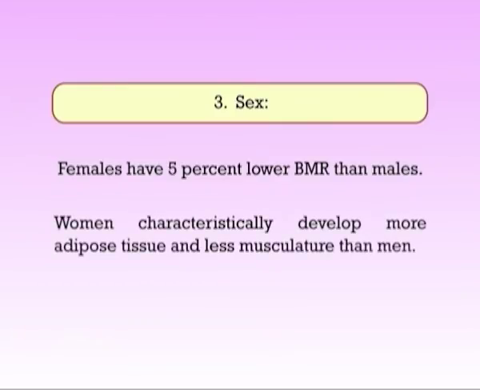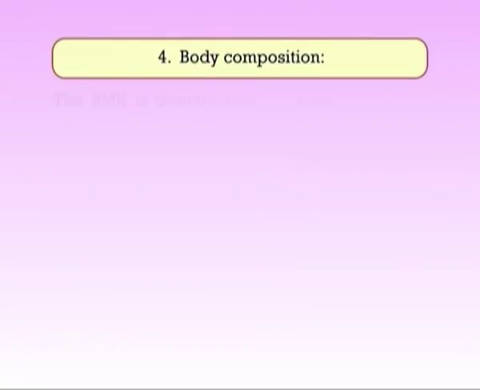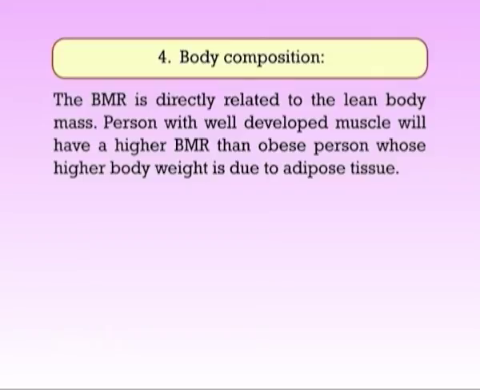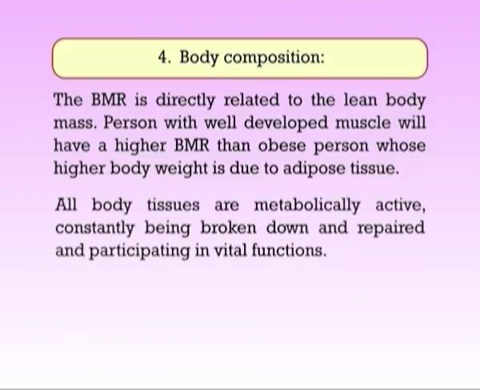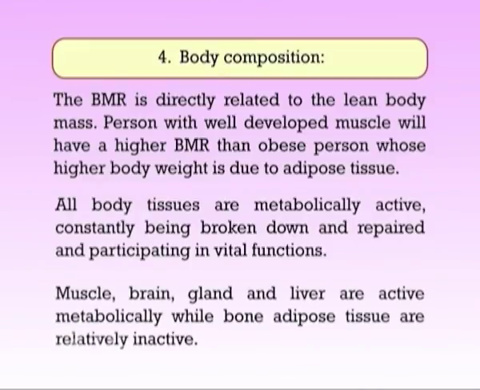Women characteristically develop more adipose tissue and less musculature than men. Next is the body composition. The basal metabolic rate is directly related to the lean body mass. A person with well-developed muscles will have a higher basal metabolic rate than an obese person whose higher body weight is due to adipose tissue. All body tissues are metabolically active, constantly being broken down and repaired and participating in vital functions. Muscles, brain, glands, and liver are active metabolically, while bone and adipose tissues are relatively inactive.